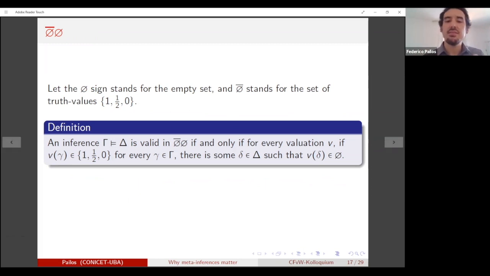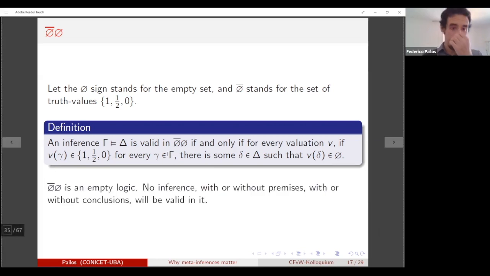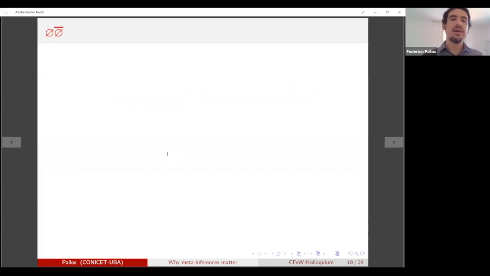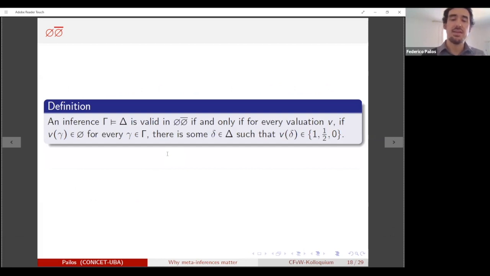So an inference is valid in this logic, which we may call everything nothing, if and only if every evaluation that gives a true value to every premise gives a member of the empty set to the conclusion. Of course, this is an empty logic because no inference will be valid in it, and moreover, it is particularly strong because no valuation will satisfy any inference. And this is the other satisfaction standard that I need to introduce. I am calling it nothing everything. It is the result of switching the standard from premise to conclusion from the previous logic.